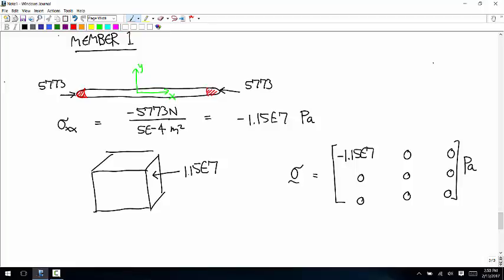And then if you wanted to find the strain, you use the compliance matrix, just like we were doing before. If you wanted to find the principal stresses, well, this is the principal stress tensor because we didn't have any shears. But if you wanted to find the maximum shear, you'd take 0 minus negative 1.15 times 10 to the 7 divided by 2. That gives you the maximum shear. So all of the stuff that we did before still works.